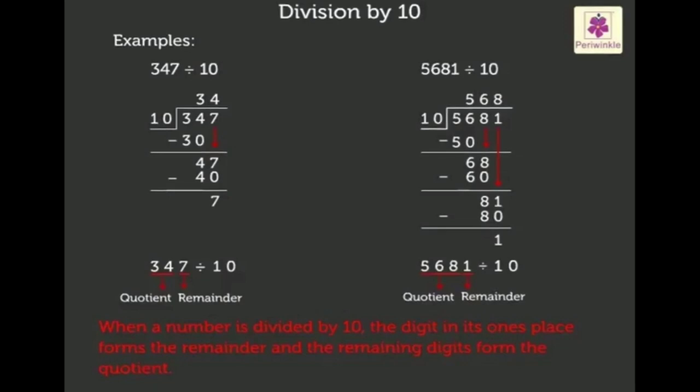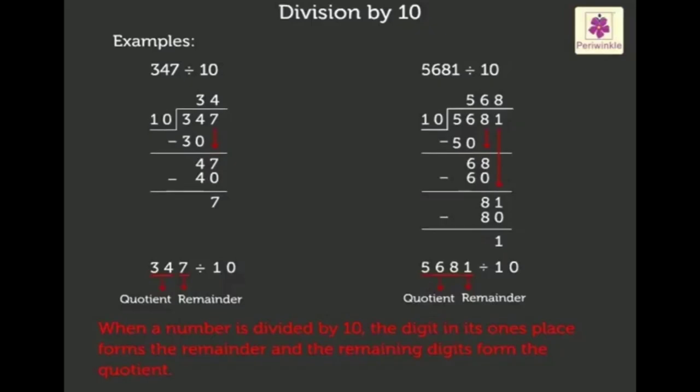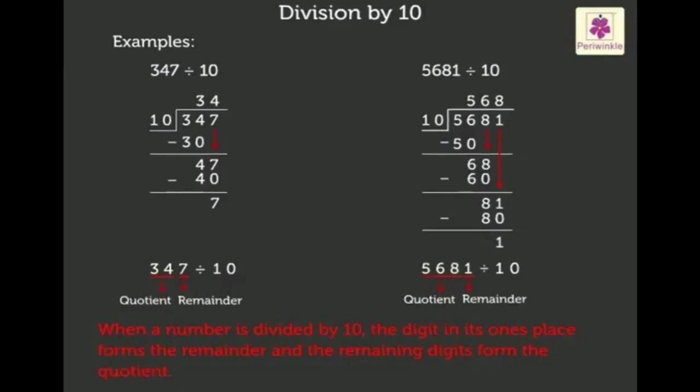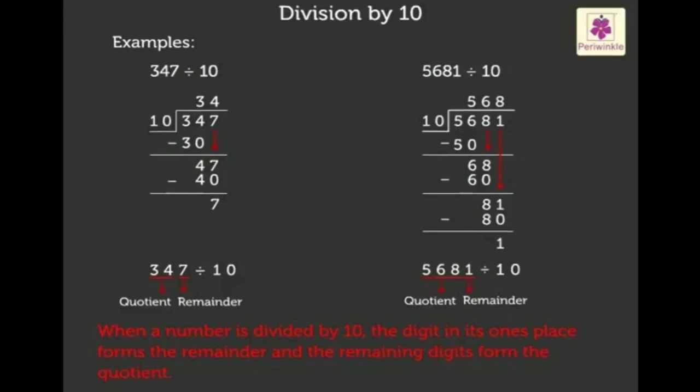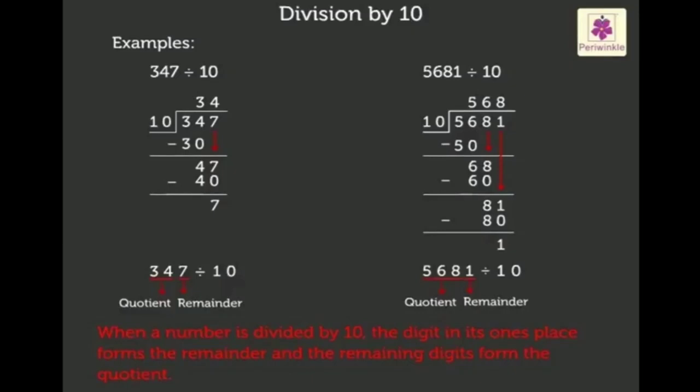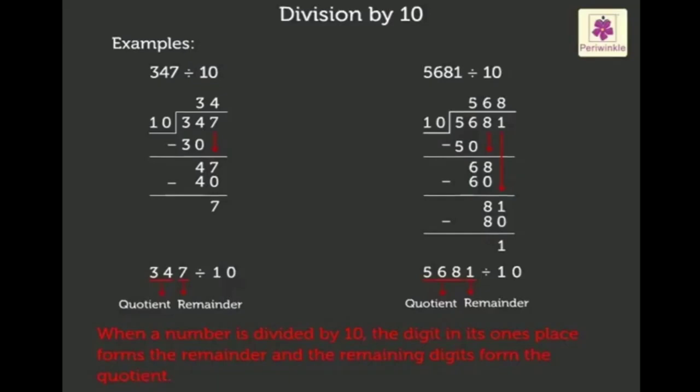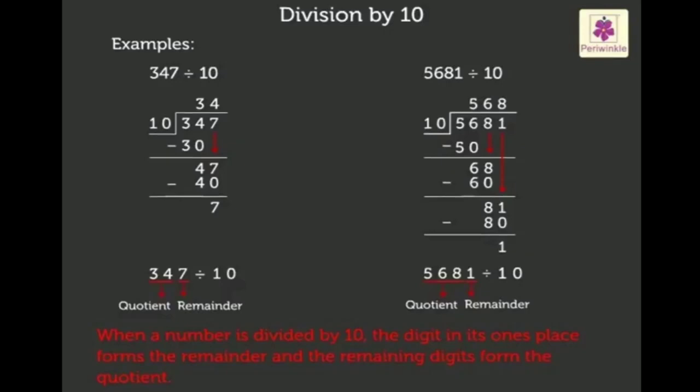When we divide any number by 10, the digit in its ones place forms the remainder and the remaining digits form the quotient. For example, if we divide 347 by 10, we find the quotient is 34 and the remainder is 7. Similarly, if we divide 5681 by 10, the quotient comes out to be 568 and the remainder is 1. So without doing the actual calculation, you are able to find the quotient and remainder for a divisor having 0 in it.